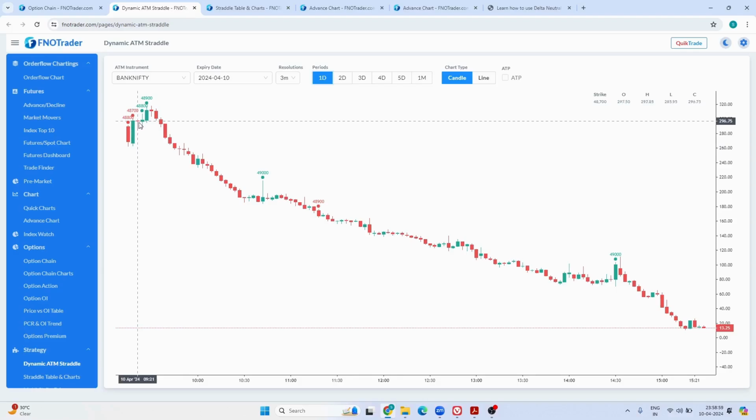delta neutral chart. You wait for things to take a turn. Okay, you will enter somewhere here if you are an aggressive seller, or if you are somebody who waits for things to settle down, you will enter somewhere here when the straddle price was somewhere around 270 to 260. If you are an aggressive person, you will enter somewhere around 300. Okay, so this is a good time to enter a straddle.